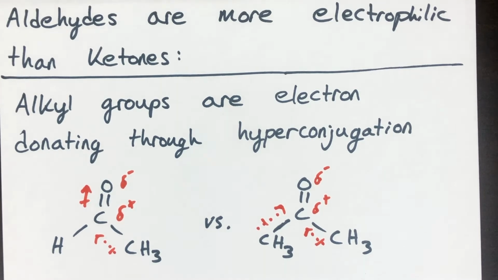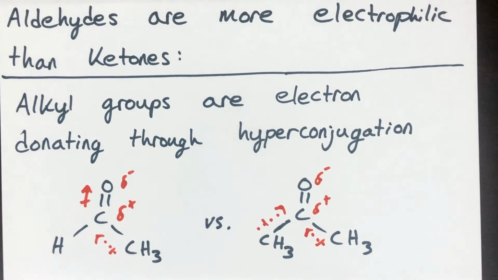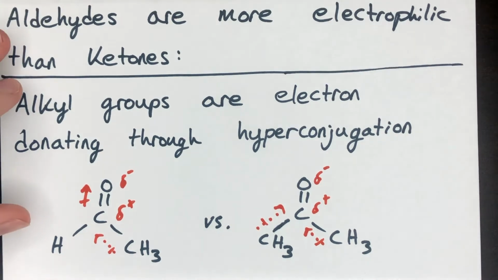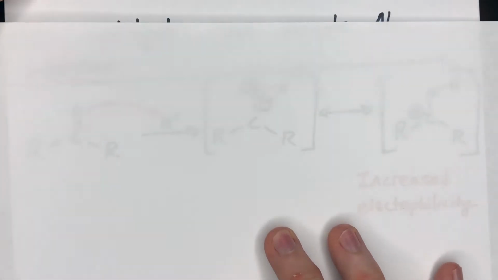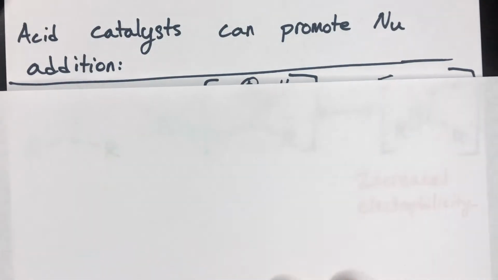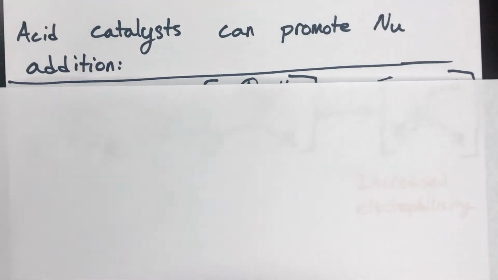So in the end, this is exactly why aldehydes are in general more electrophilic than ketones, because they simply have fewer alkyl groups to stabilize that partial positive charge, making them more electrophilic. So that is the aldehyde phenomenon. And then lastly, let's talk about how we can promote these reactions. An acid catalyst is one way to do this.